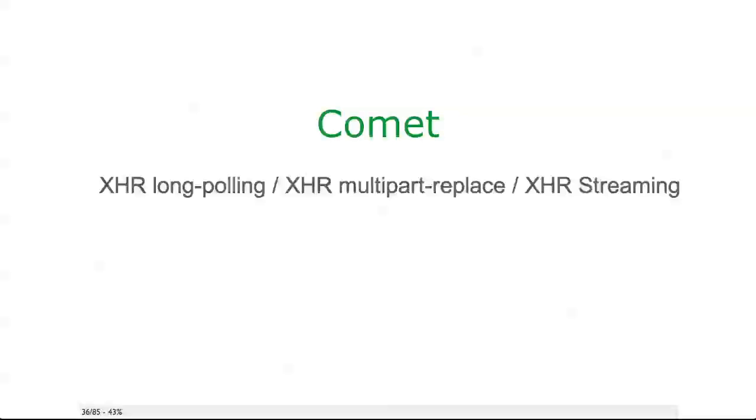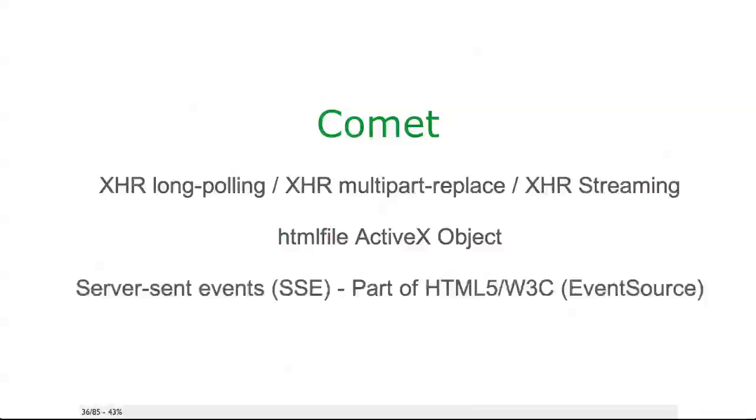So we had a few technologies around Comet, or almost hacks basically, to make that happen with the existing browser technologies. So we have XHR long polling, multi-part replace, streaming. There were some hacks on Internet Explorer that were possible, like HTML file, the ActiveX object. And the culmination of this one is actually quite interesting: server-sent events. This is actually part of the overarching HTML5 standards umbrella, and much simpler than WebSockets.